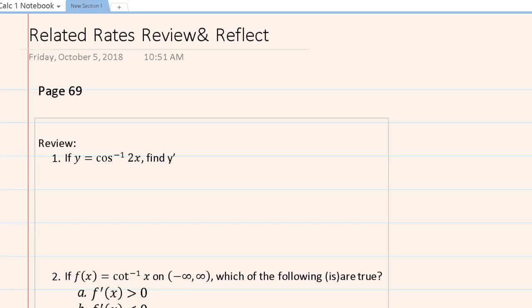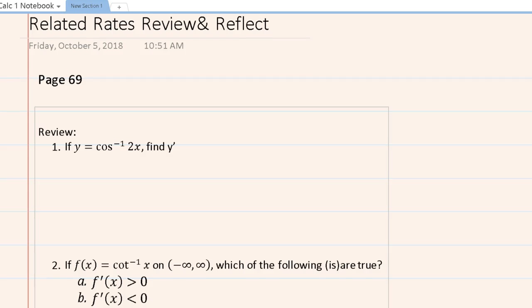This video will go over the review and reflect associated with the topic of related rates. The following problems should be placed in your interactive notebook on page 69.